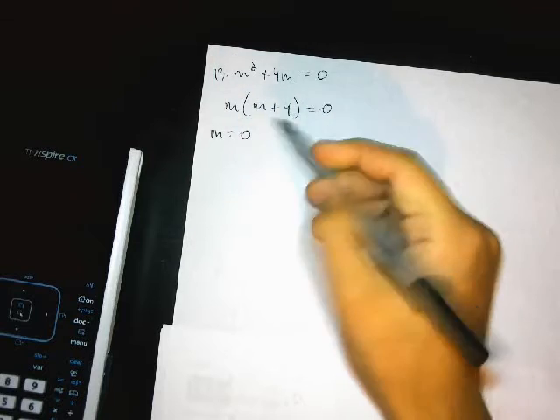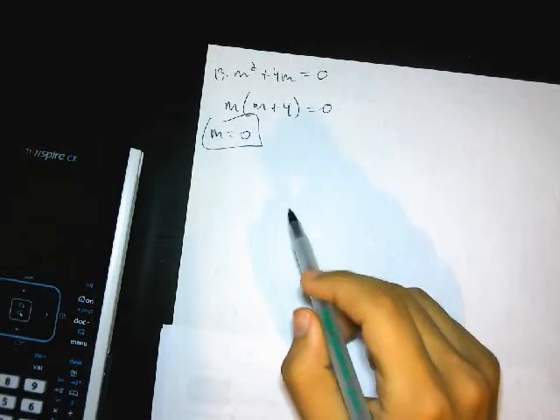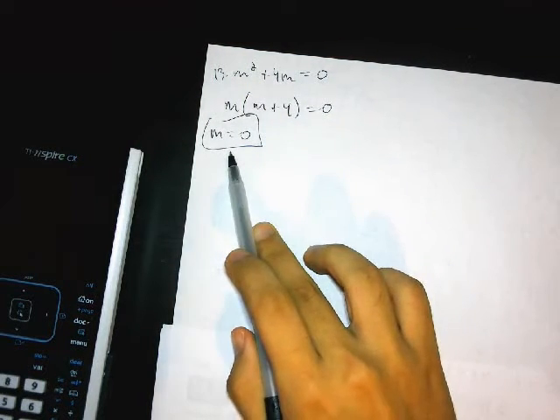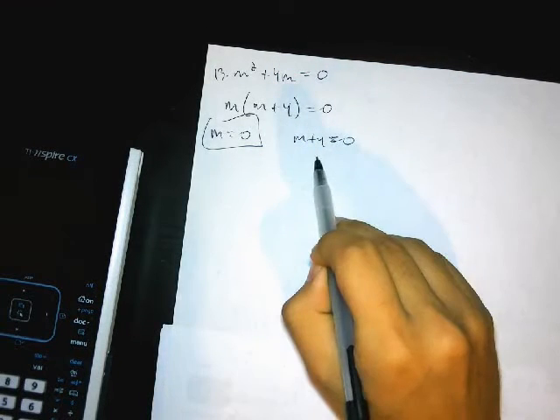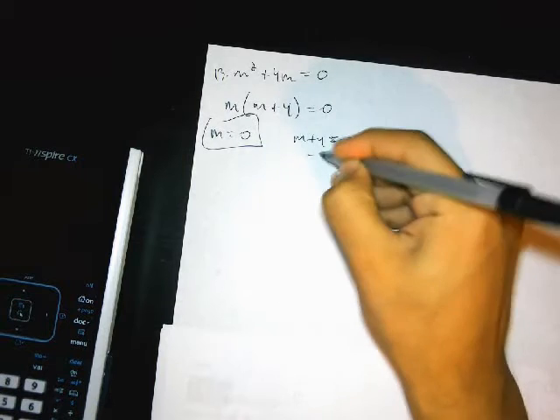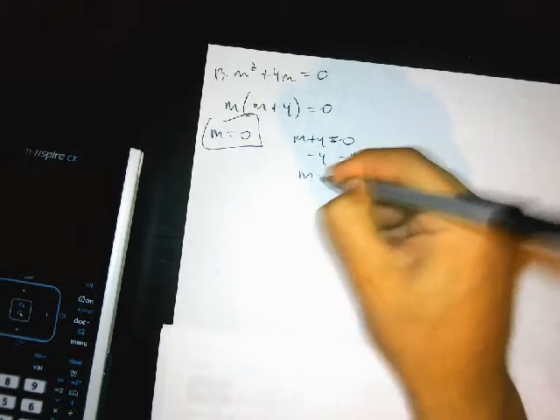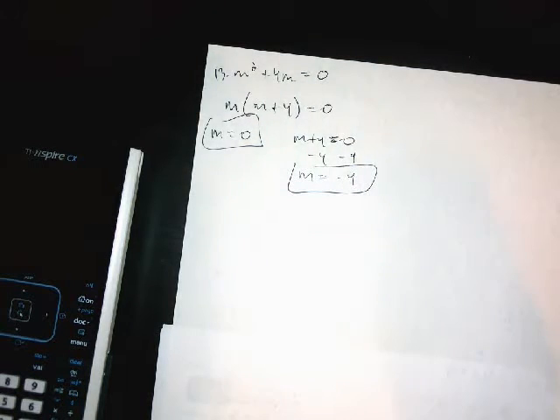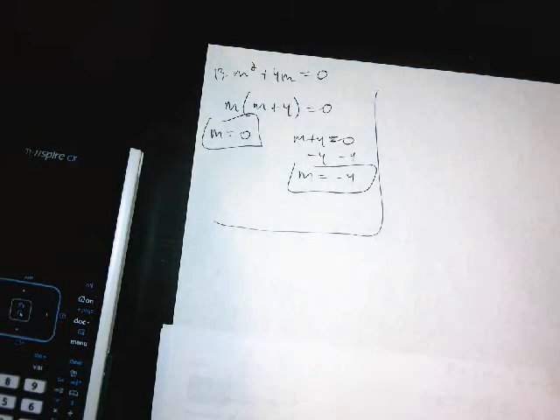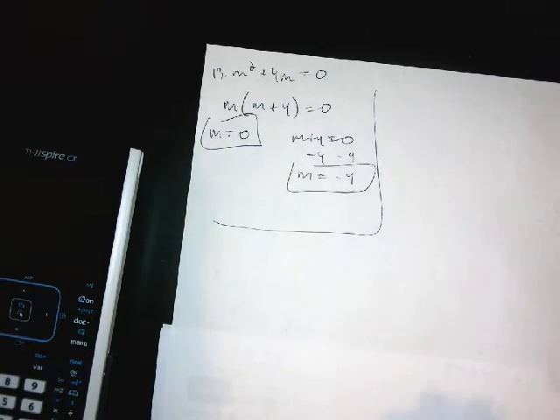So m is equal to 0, so I'm done there. That's one of my solutions. And the other one is m plus 4 is equal to 0. And here I have to subtract 4 from both sides, and I'm left with m is equal to negative 4. Two answers. And I'm done with that part.